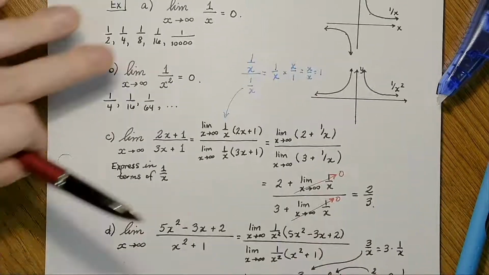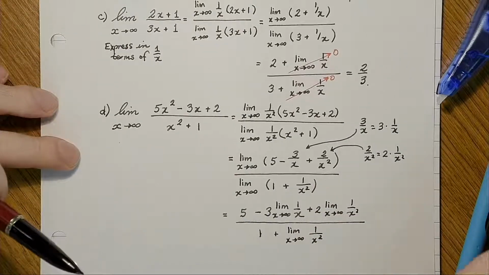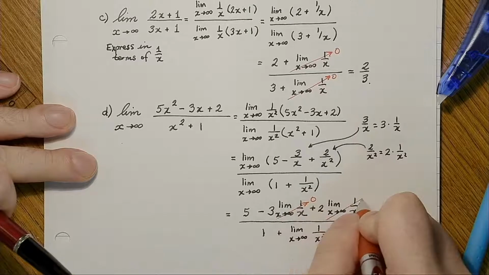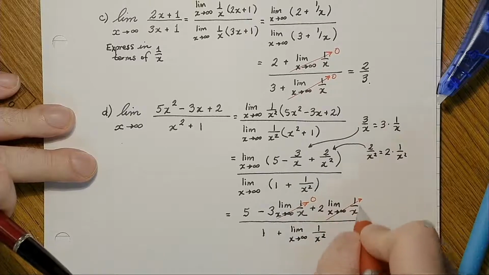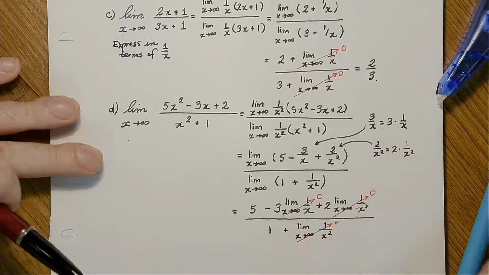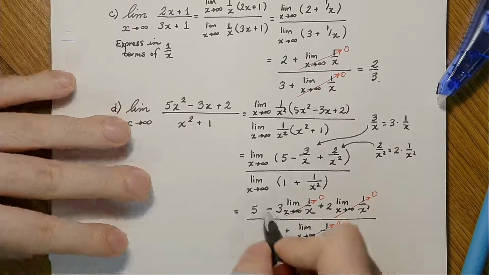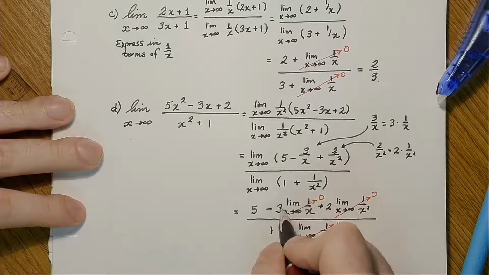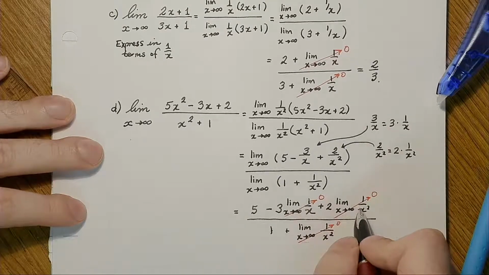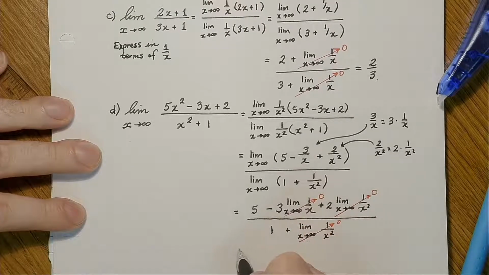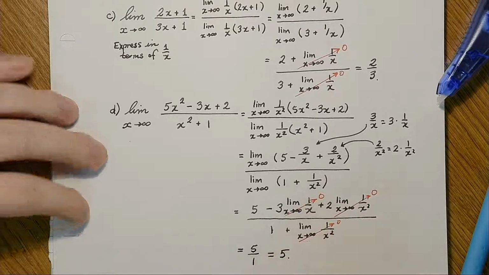So now that I've done this, I can apply a and b again. So 1 over x goes to 0, this 1 over x squared goes to 0, and same thing here, so 0. So I'm just left with that goes to 0, which means that the 3 is multiplied by 0, so that's 0. The 2 is multiplied by 0, so that goes to all 0. So I'm just left with 5 over 1, which is just 5.